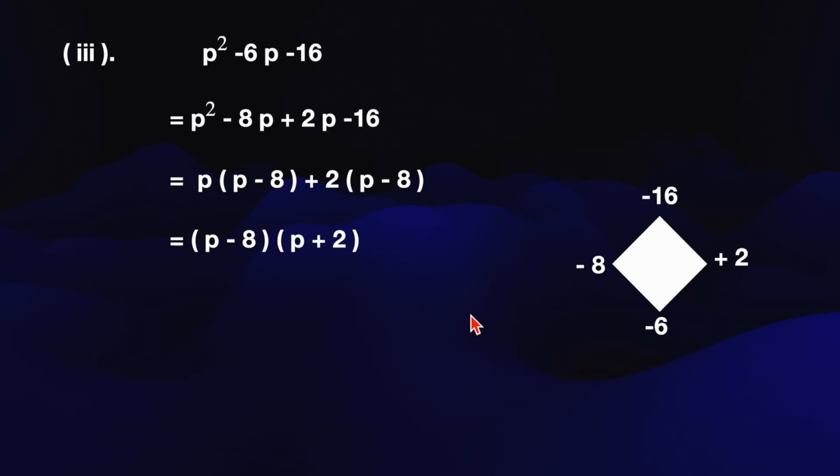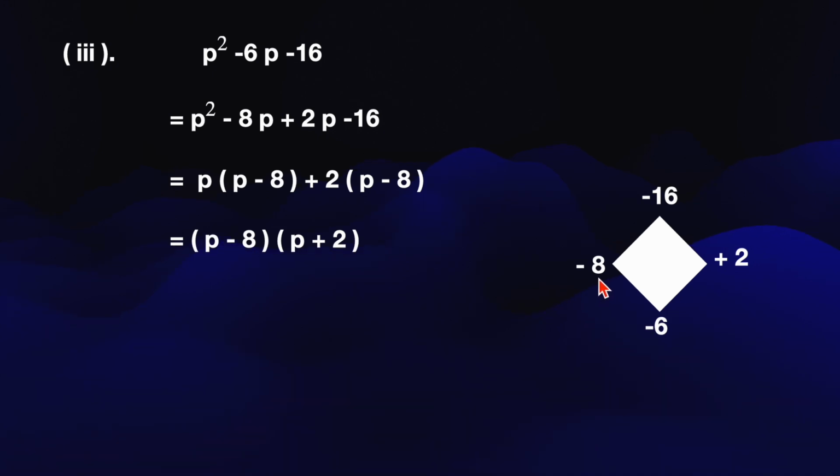Next sum, p squared minus 6p minus 16. See, in this sum, the last term is negative, so one of the numbers will be negative. The middle term is also negative. That means the bigger number will be negative. Let's write down minus 16, and write down minus 6 here in the bottom.